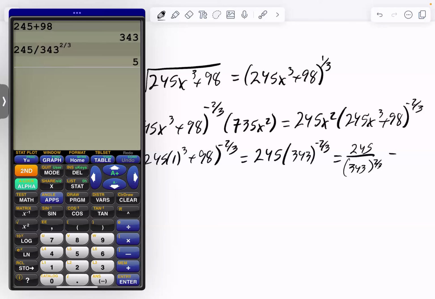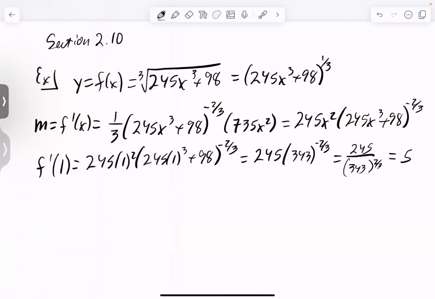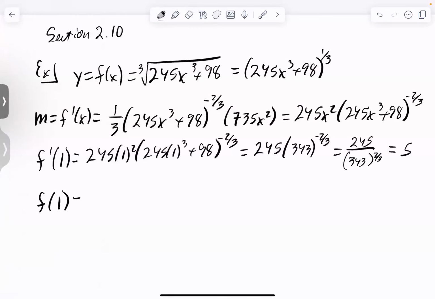Of course, it comes up to a nice, beautiful, pretty whole number. So there's our 5. That is our slope of our tangent line. I also need to know what f of 1 is, meaning back to the original function. It's the cubed root of 245 times 1 cubed plus 98.